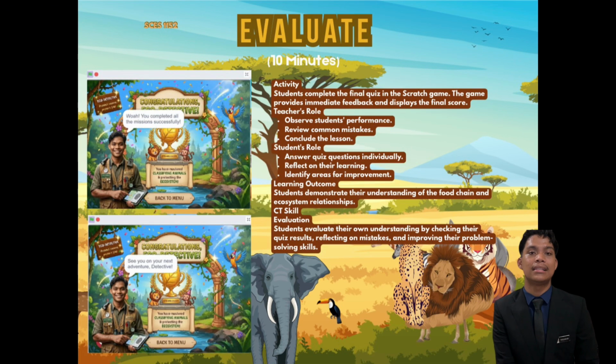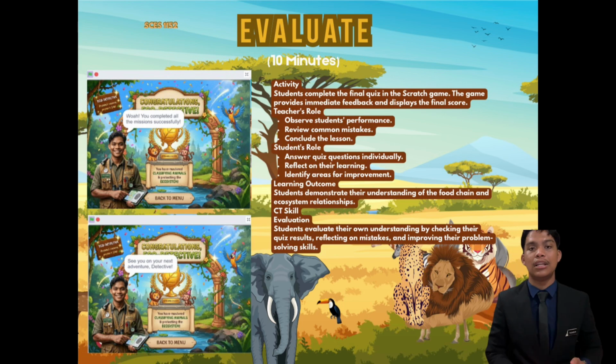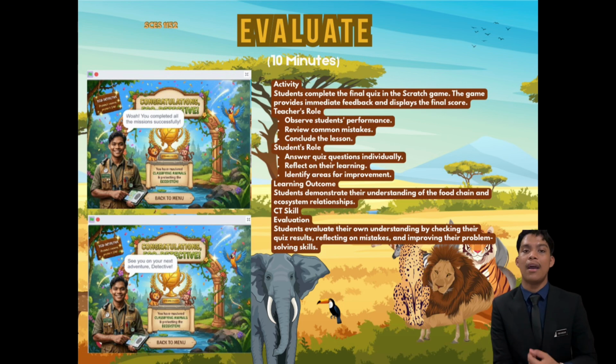Finally, during the last 10 minutes, pupils reach the congratulation page where they complete the game and reflect on what they have learned. At this stage, the teacher leads a class discussion by asking students to explain why producers are important, how energy flows throughout a food chain, and what will happen if one organism disappears from the ecosystem. This reflection helps reinforce scientific understanding and enables the teacher to assess whether the learning objectives have been achieved.